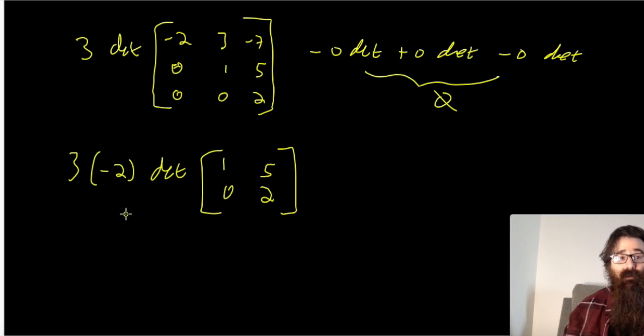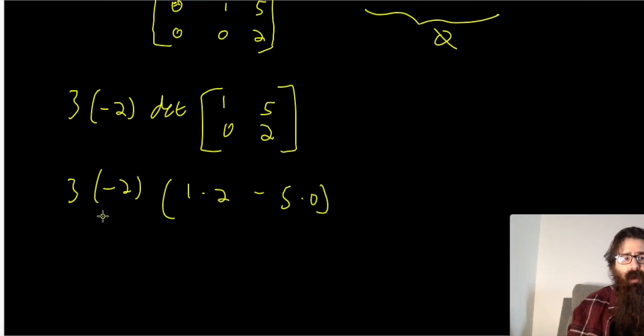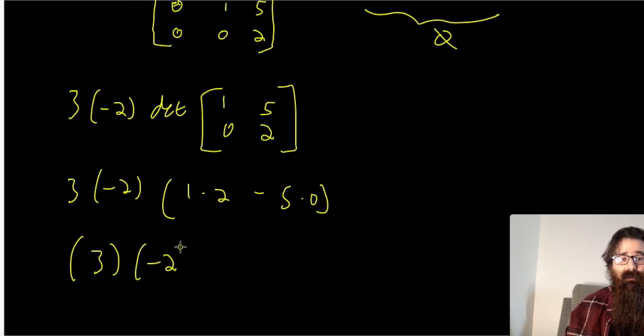And now I can compute the 2 by 2 determinant. So here I have 3 times -2 times, here this is going to give me 1 times 2, and then minus 5 times 0. Let me actually write this out as a product first, and then we'll compute it. So this is 3 from the first cofactor expansion, then minus 2 from the second cofactor expansion. 5 times 0 is 0, and I'm left with 1 times 2 here.